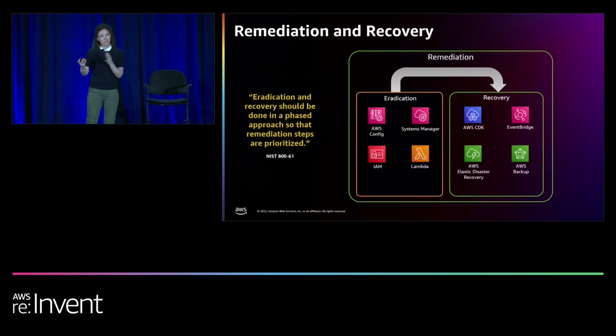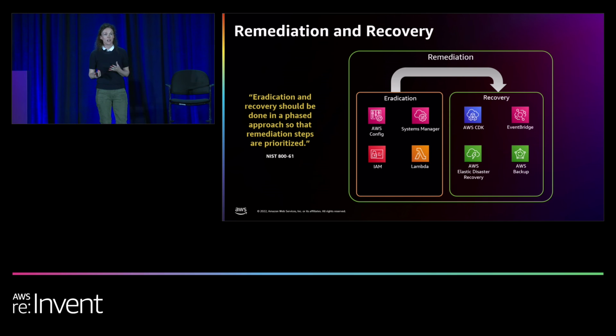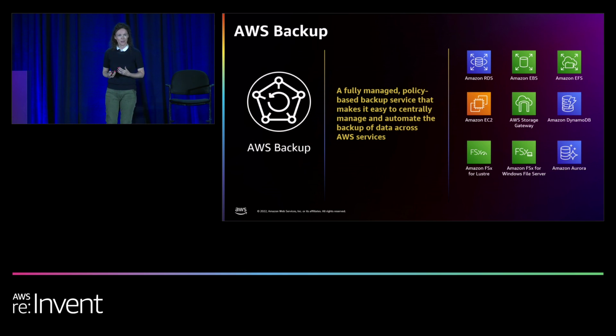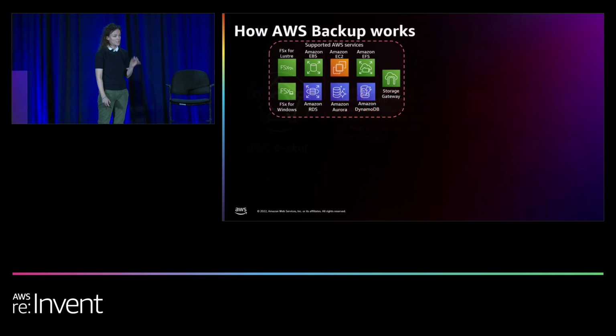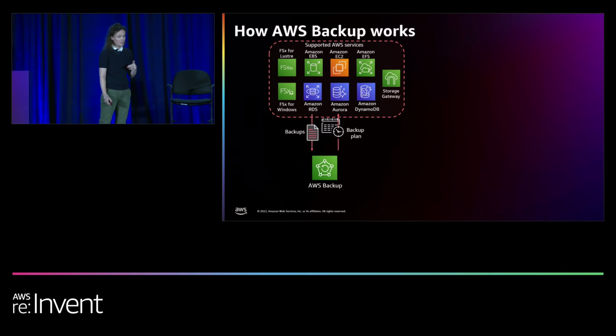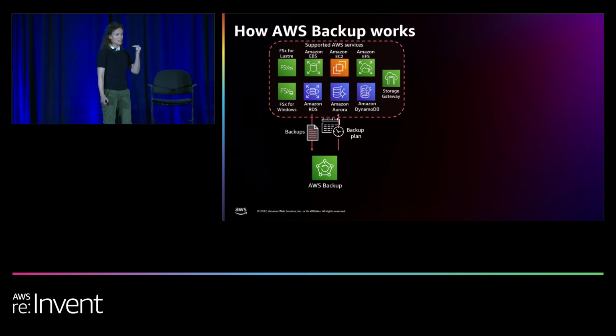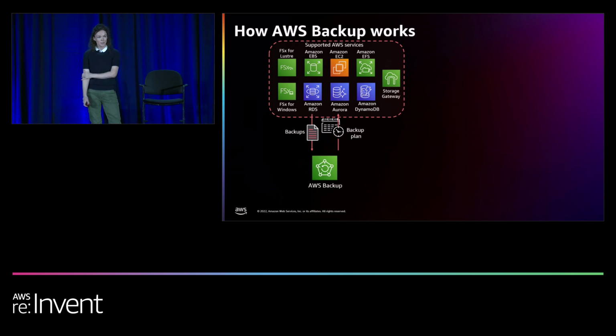This then means we can move on to the next step, which is maybe recovering the volume associated to that instance. And so if we look at a service like AWS Backup, AWS Backup is a fully managed policy-based backup service that makes it easy to centrally manage and automate the backup of data services across AWS. It supports 9 stateful services. It acts as a management layer across these services, and using a backup plan creates backups into the AWS vaults in your AWS accounts. And these backups are encrypted at rest.